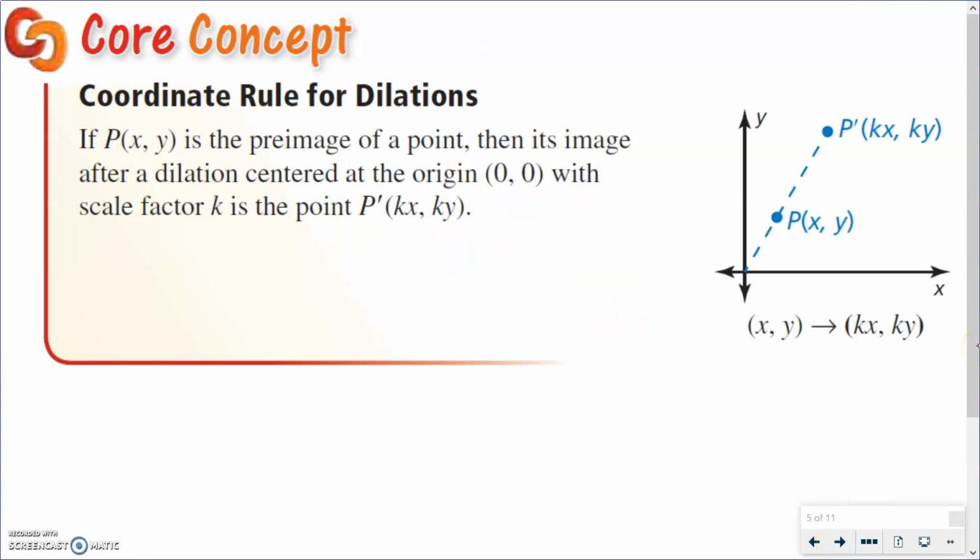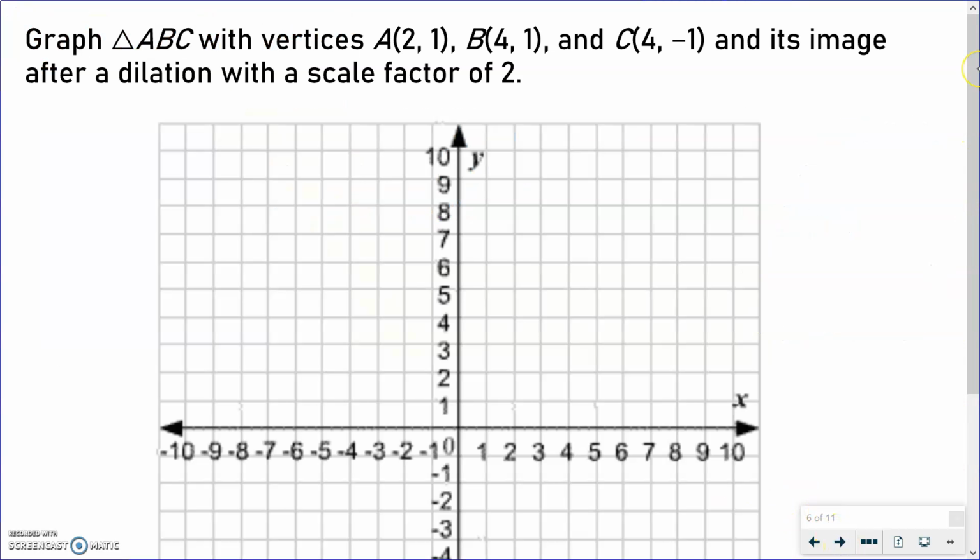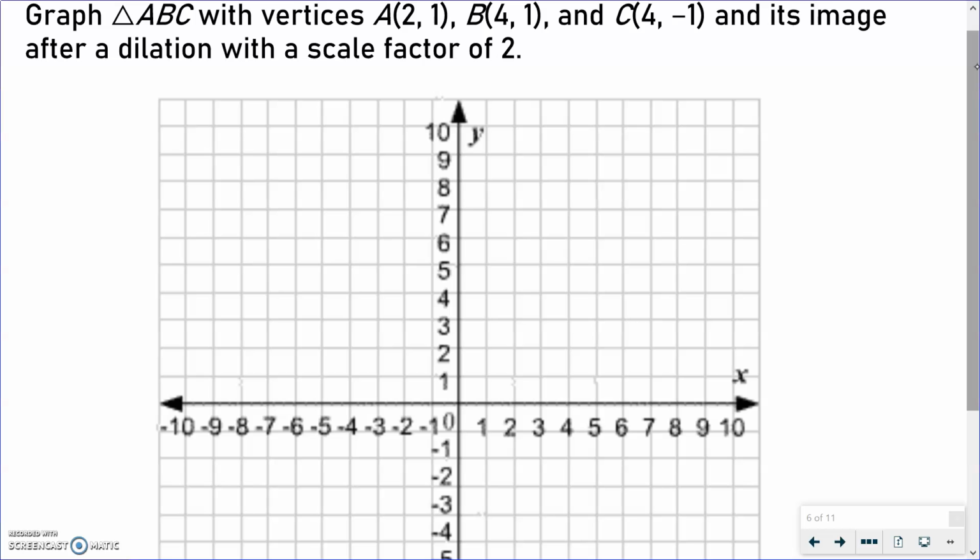When we're on the coordinate plane, we're going to use the origin as our dilation center. All we do is multiply the coordinates by the scale factor. So we take K times X and K times Y, and that gives us our new points. The first thing we're going to do is graph A at 2, 1, B at 4, 1, and then C at 4, -1. And so here is our triangle.